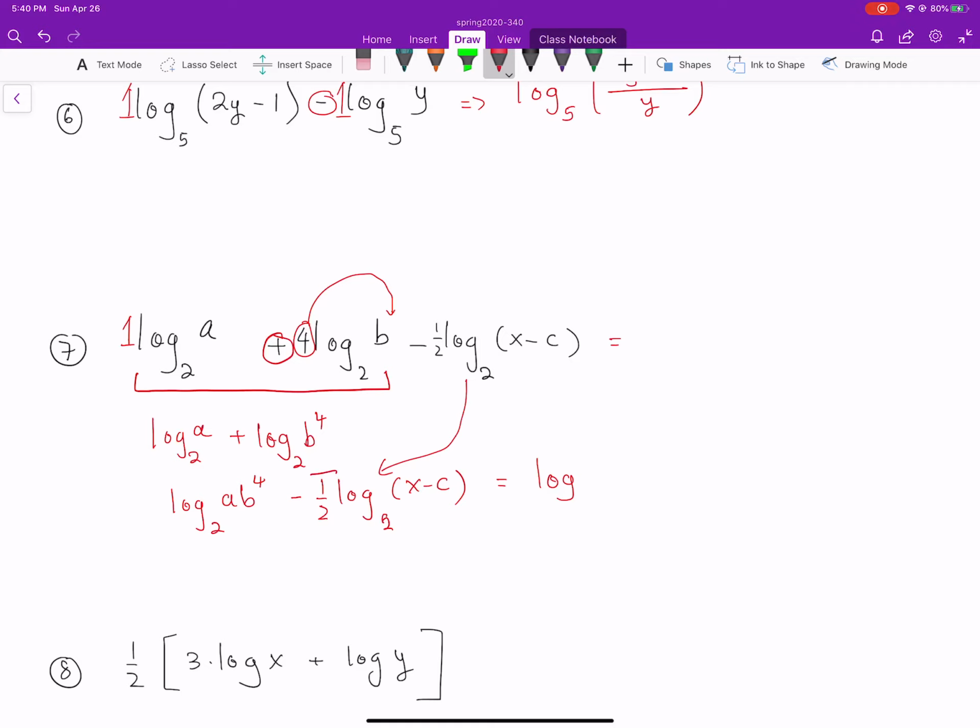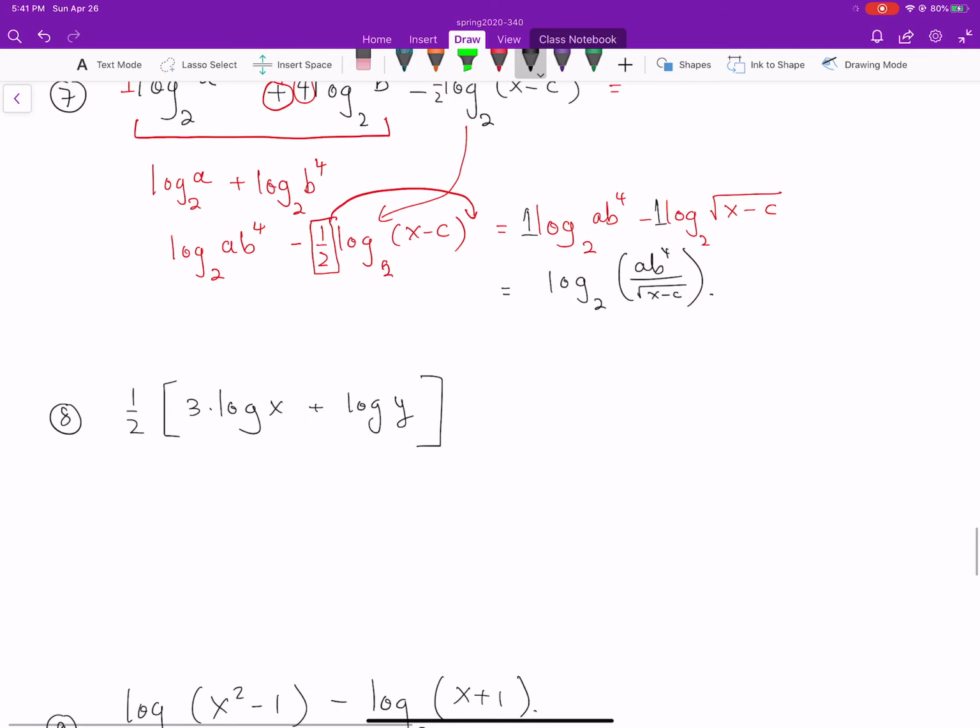So if I do that, I end up with, well, before I do that, I almost missed it. I need to return the 1/2 back as a power. So that would be log 2ab to the 4th minus log 2 square root of x minus c, because I get a half at the top. So now I'm ready to what? To do the quotient, because now the coefficients are all 1 now. I'm feeling pretty good now that I got everything in control. So now if I combine, I end up getting log base 2 of ab to the 4 over the square root of what? x minus c.